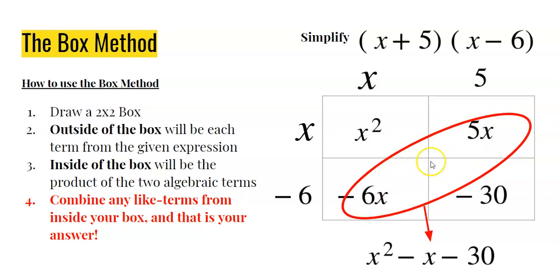I can combine these. So 5x minus 6x is negative 1x, or we can just write negative x with the 1 implied. So if I simplify this, since there's only one x squared term, I can only write it by itself, x squared. Then I combine my like terms to give me negative x. And finally, I only had one constant, so it just stays as negative 30.